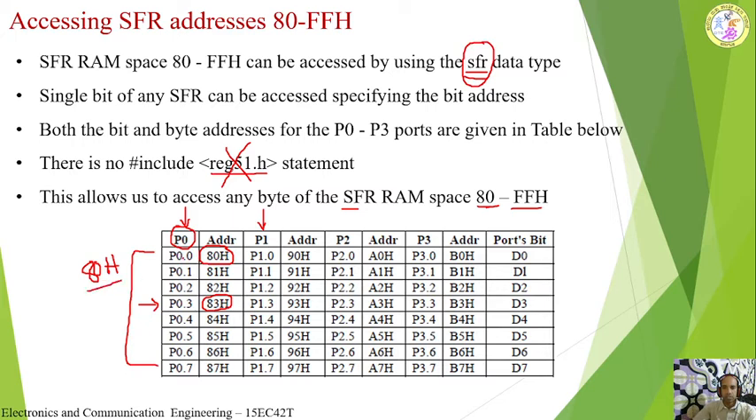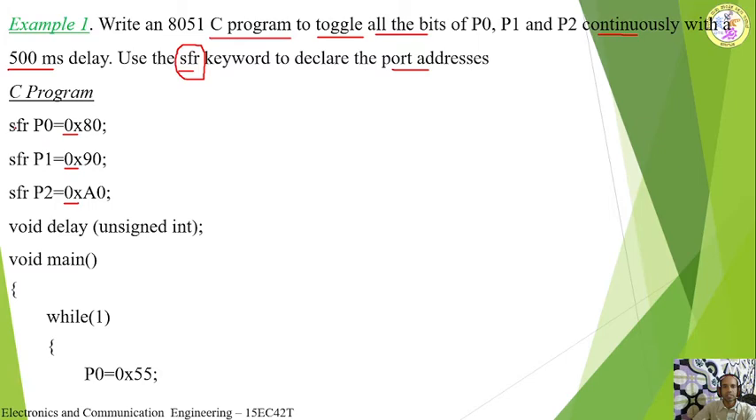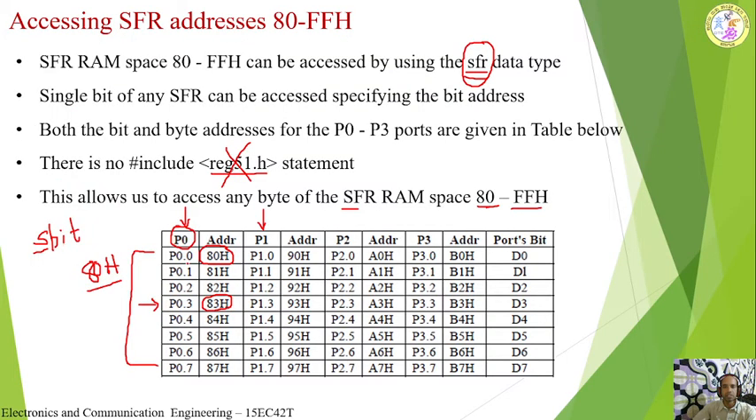But 80H is also the address of one particular bit, that is P0.0. Then how do we access this particular pin using this address? Then you have to use the keyword SBit. We have already discussed SBit in the earlier class. We need to declare the variable as SBit. If we declare the variable as SBit, then it indicates that it is a single SFR bit. If instead of SFR I declare this as SBit, then SBit 80 indicates that I am accessing only P0.0. I can access only this particular pin.